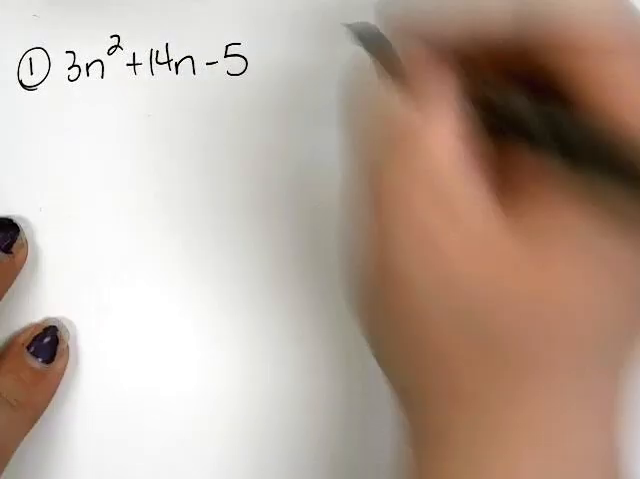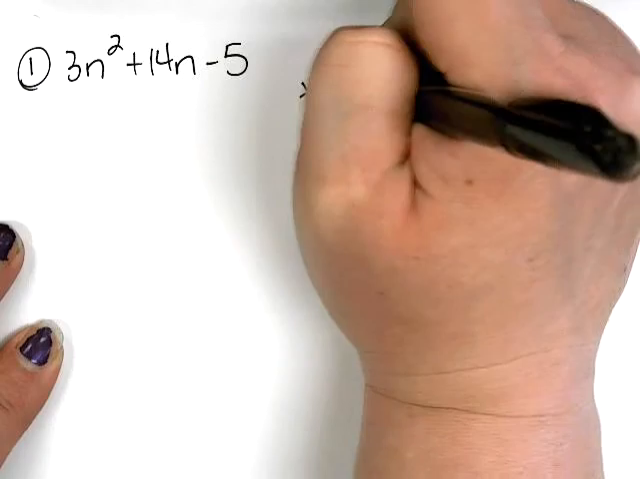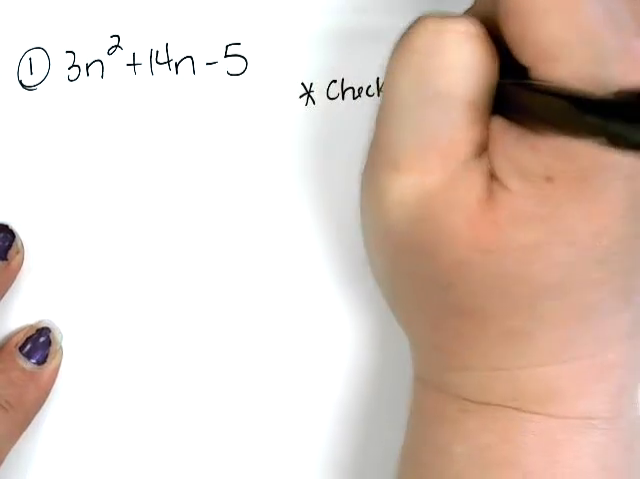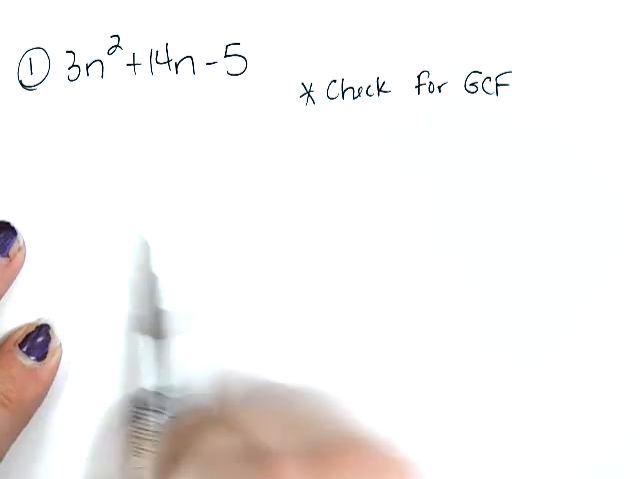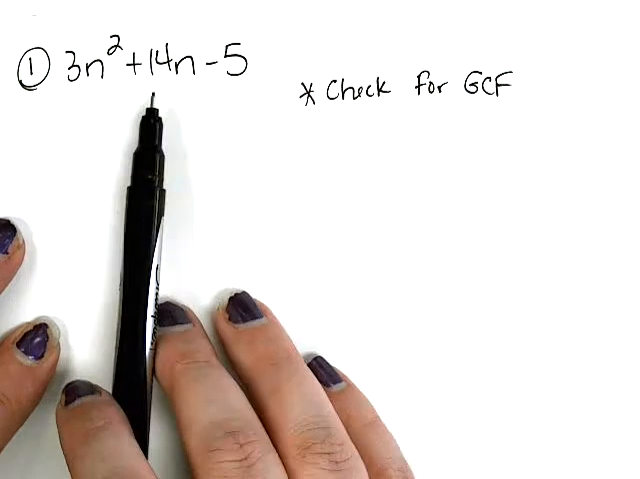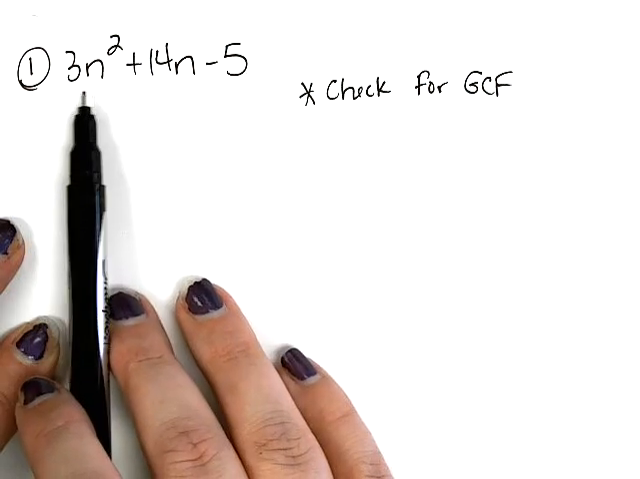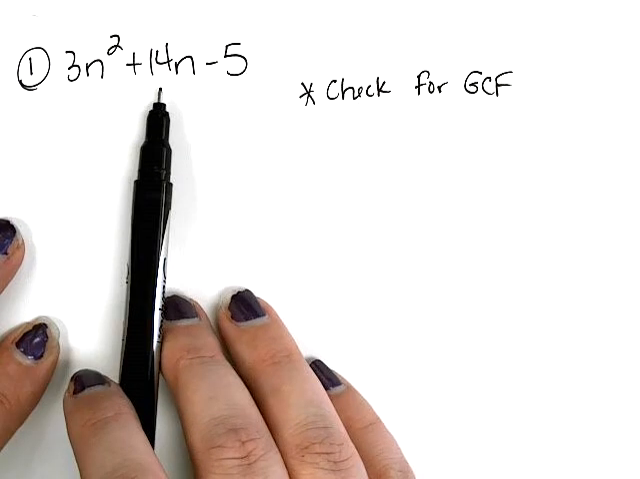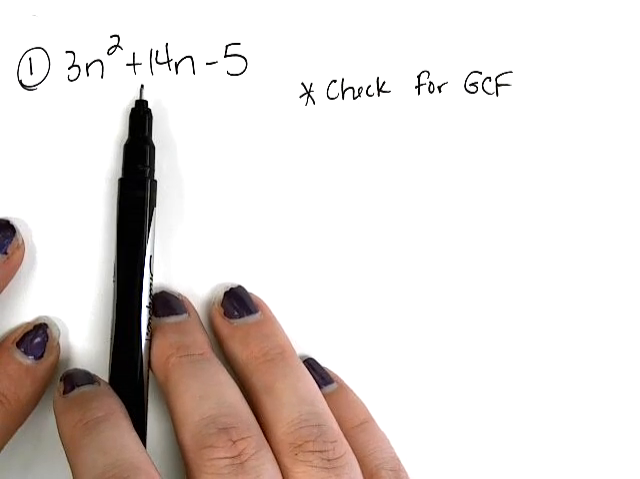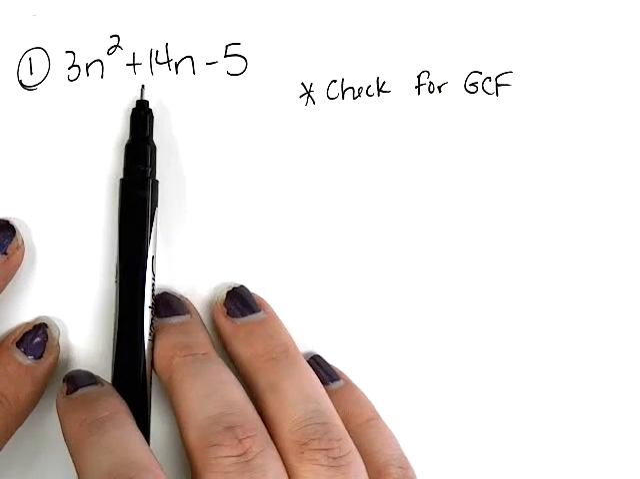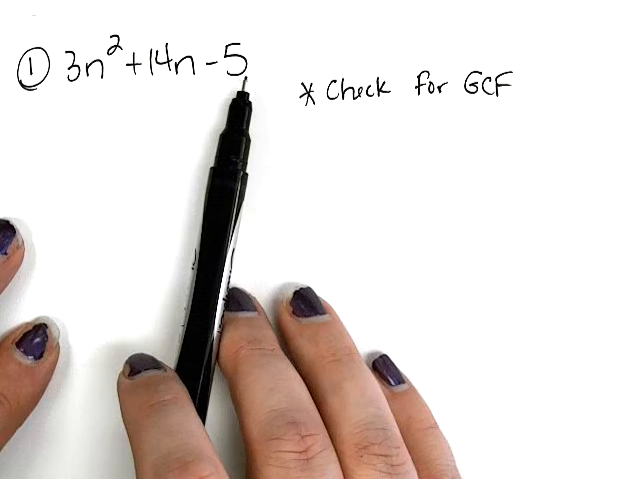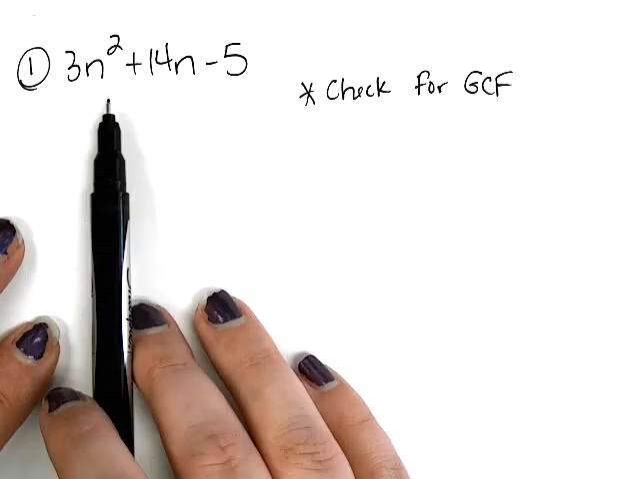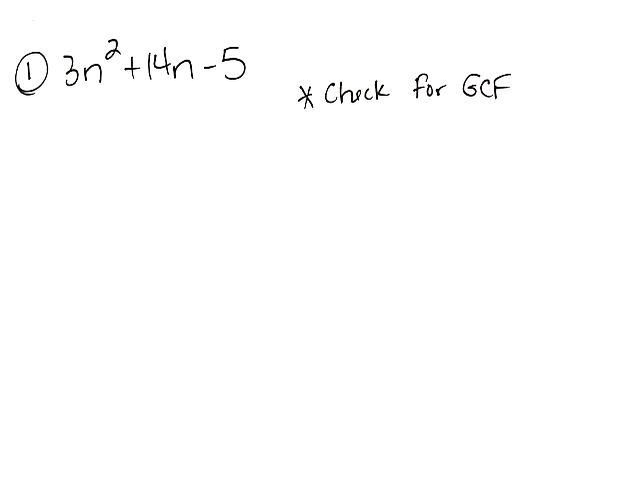So the first thing we have to do is remember to check for a GCF. Anytime we are factoring any polynomial, we always want to check for a GCF first. So 3n squared plus 14n minus 5. 3 is the smallest number there, but 3 does not go into 14. In other words, I can't do 14 divided by 3, which means my GCF there is 1. And the negative 5 there doesn't have a variable, which means there's no GCF for this example. Alright, so we can just go ahead and jump into the rest of the splitting the middle method.